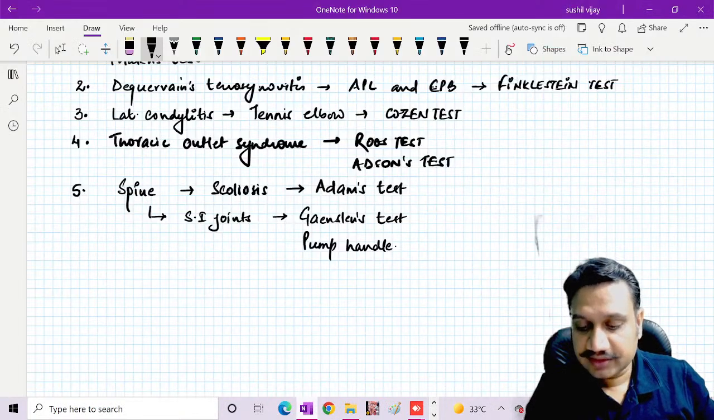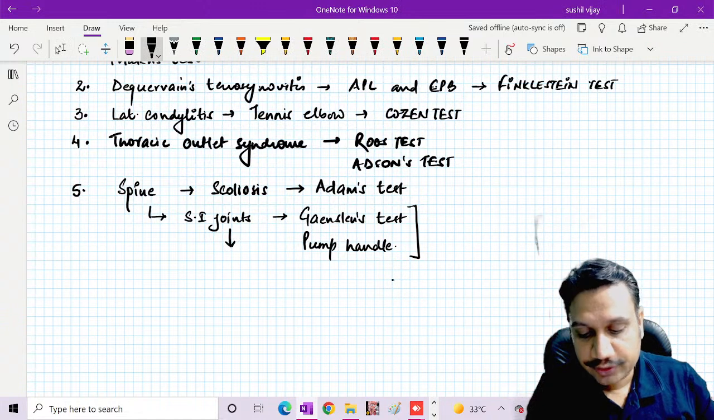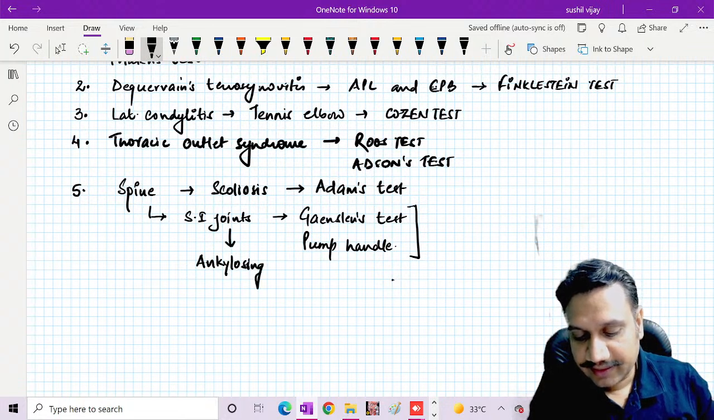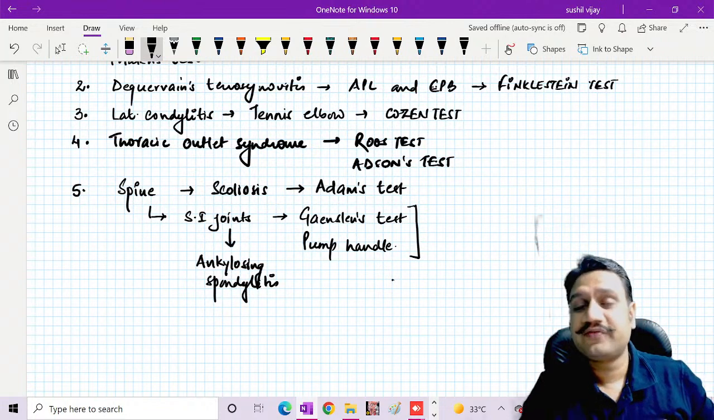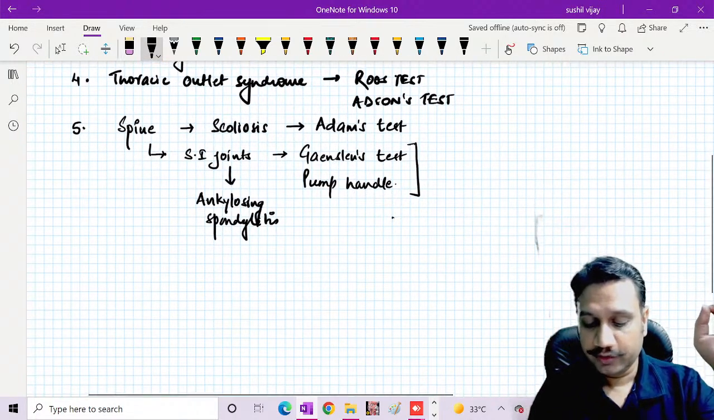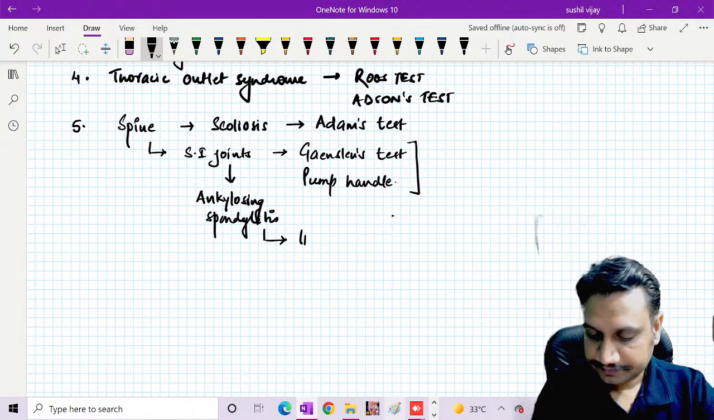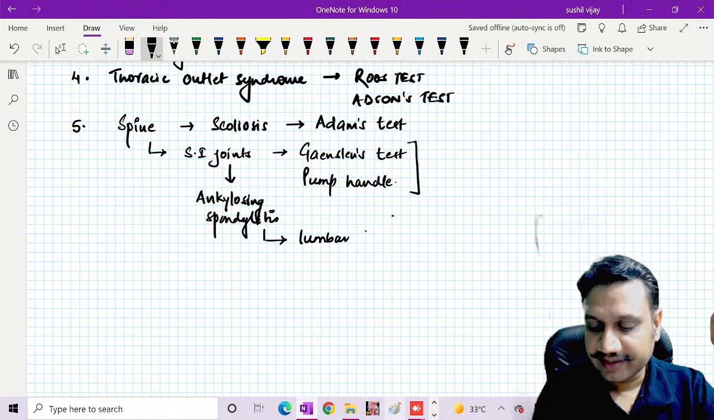Now, these are the two tests which are done for the sacroiliac joint, and as you know, the sacroiliac joints are the first to get involved in ankylosing spondylitis. That's why we are getting it done. But the point is, for ankylosing spondylitis, what is the most specific test that you do? When you want to check the mobility of the lumbar spine, the motion around the lumbar spine, what is the test known as?